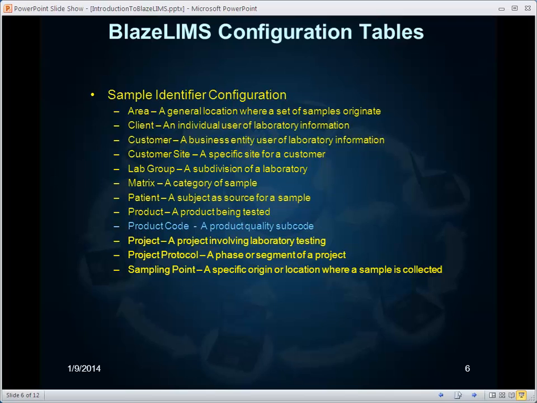A product code is usually a quality subcode but has other uses in the system. A project is a set of work associated with the laboratory testing that would involve one or more samples. A project protocol is a phase or segment of a project. A sampling point is a specific origin or location where a sample is collected.